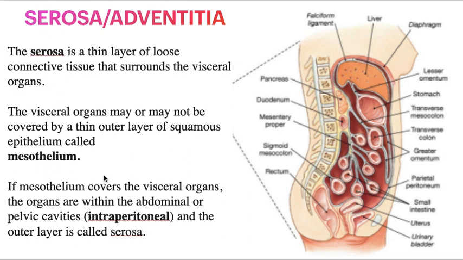Now, visceral organs may or may not be covered by a thin layer. All the intraperitoneal organs will be covered by this mesothelium. If mesothelium covers the visceral organs, the organs are within the abdominal or the pelvic cavity, that is intraperitoneal, and the outer layer is called the serosa. So for all intraperitoneal organs, the outermost layer is called the serosa.